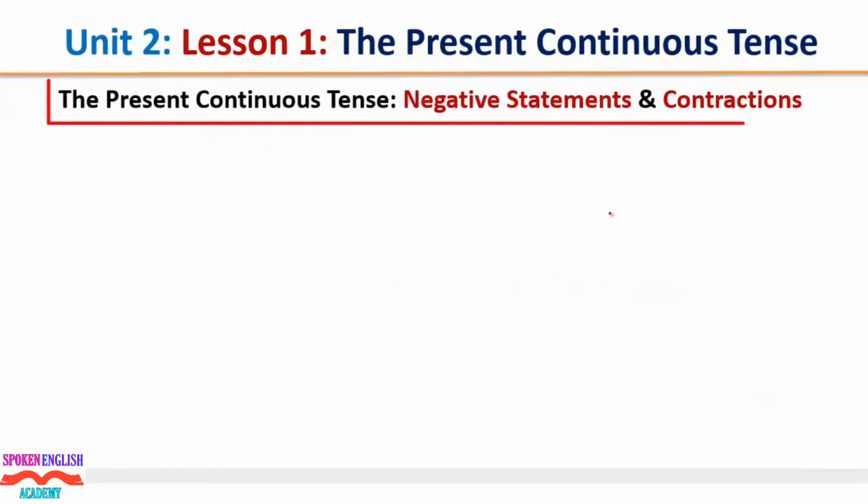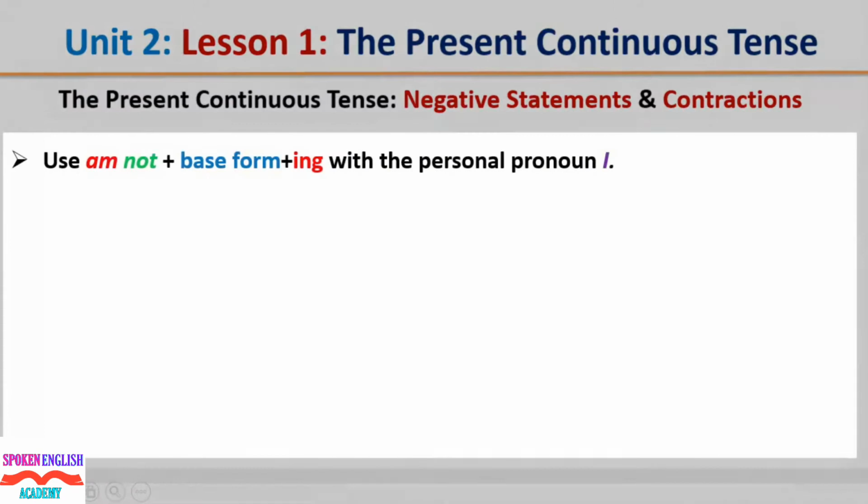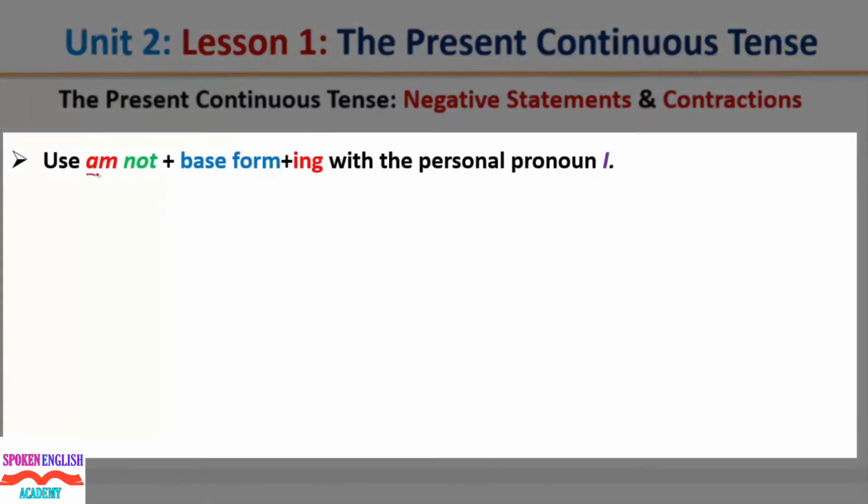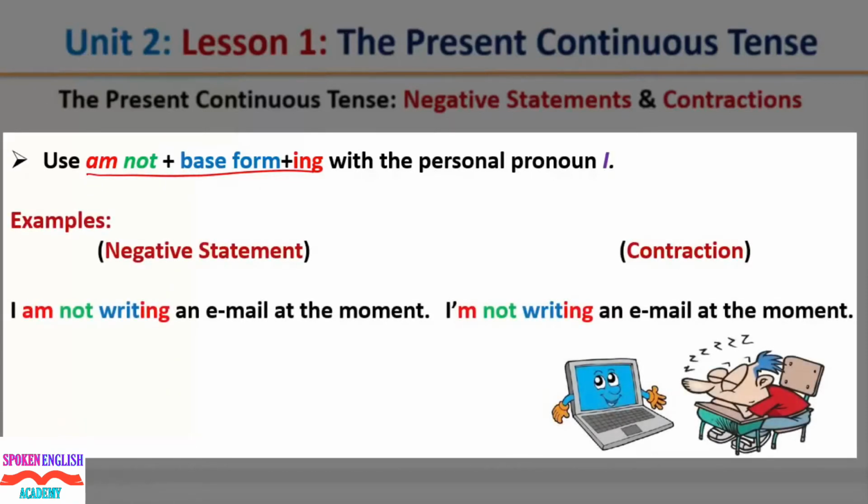The present continuous tense, negative statements and contractions. Use am not plus base form plus ing with the personal pronoun I. Example: I am not writing an email at the moment. Notice here that we put the word not after the verb am. I am not writing an email at the moment. The contracted form, I'm not writing an email at the moment.